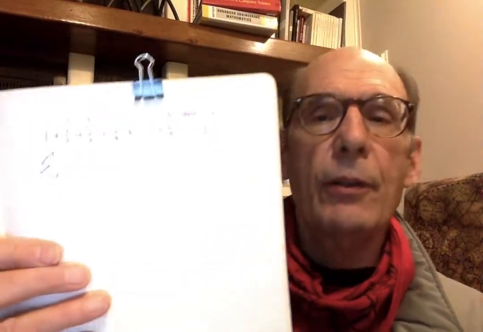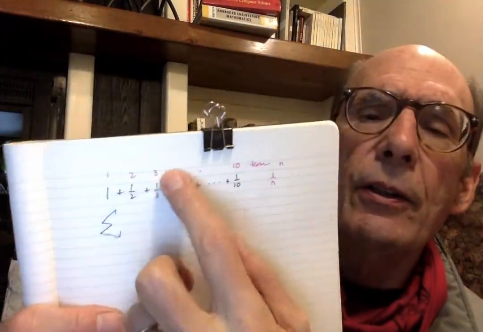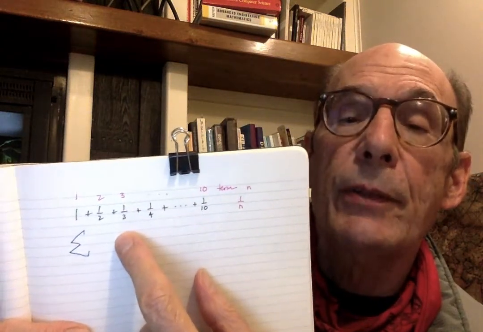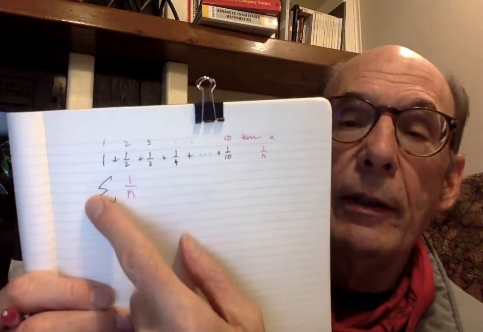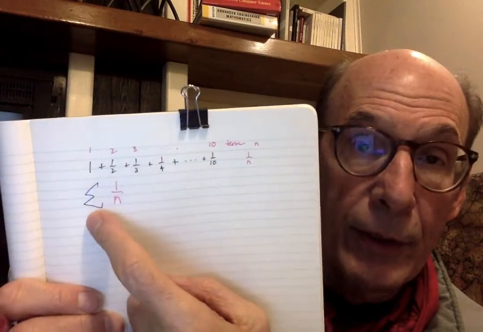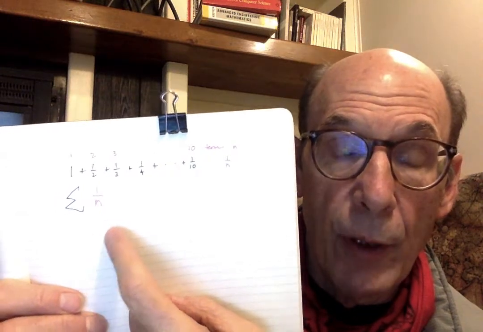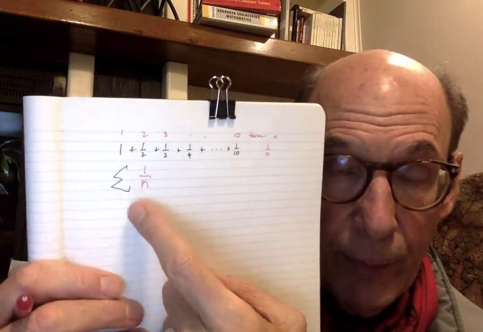So the term corresponding to slot N is 1 over N. Slot 2 is 1 over 2. Slot 3 is 1 over 3. Slot 10 is 1 over 10. So what we have here is that we're adding up the individual terms, which are 1 over N. So sum 1 over N. And you can see the sigma symbol is roughly 3 times the size of the font that you're using for the terms.